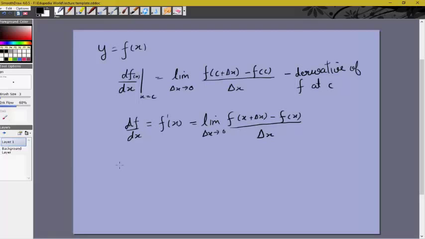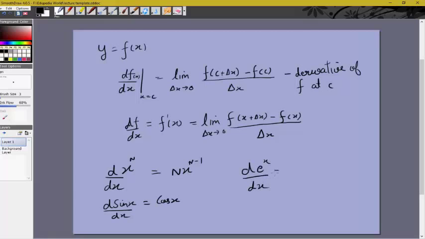Then in 11th class we saw derivatives of some standard functions. The derivative of x to the power n, which means d of this by dx, is n x to the power n minus 1, and the derivative of sin x is cos x. The derivative of cos x is minus sin x. The derivative of e to the power x is e to the power x, and so on.